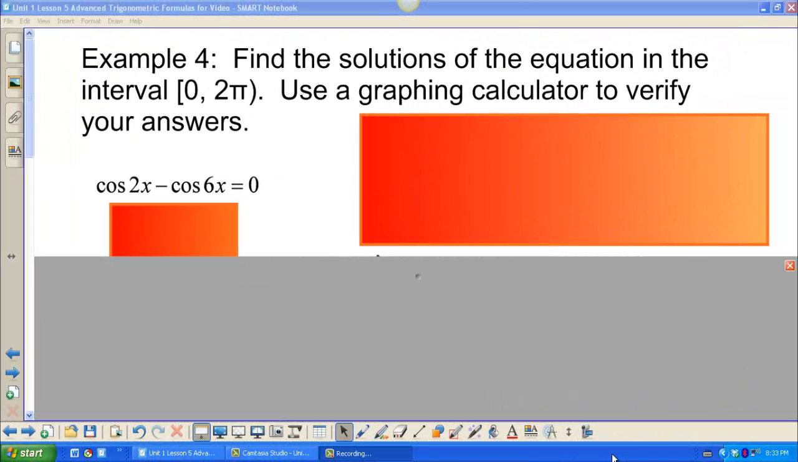And welcome to example 4. We're going to find the solutions of the equation in the interval from 0 to 2 pi. And I'm going to leave it to you to use a graphing calculator to verify your answers, just for the sake of time for this video.